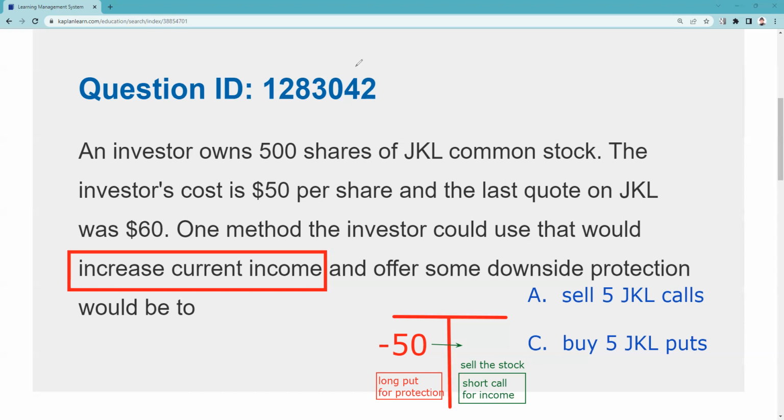So anyways, the answer in this question, very, very testable, is that if you're interested in generating income and getting some downside protection, some price decline protection, you would do a covered call.